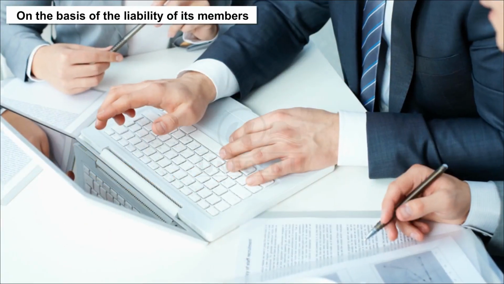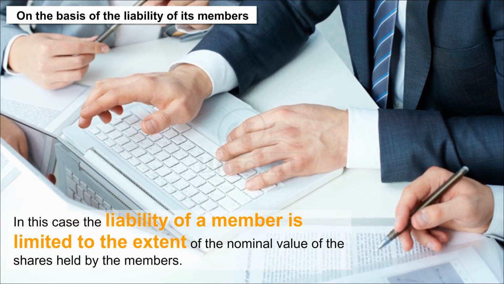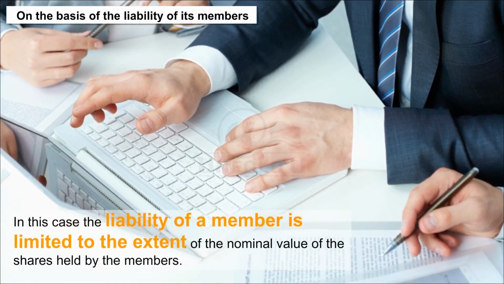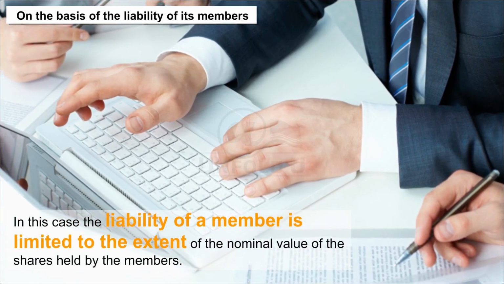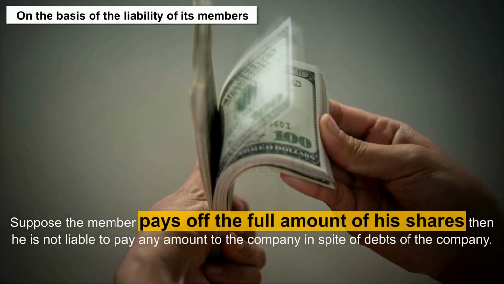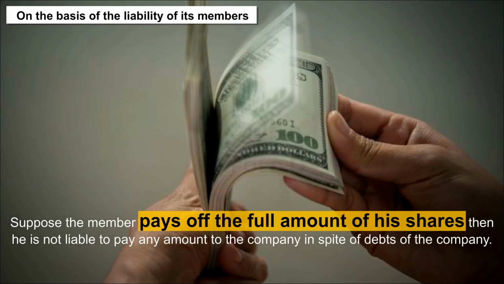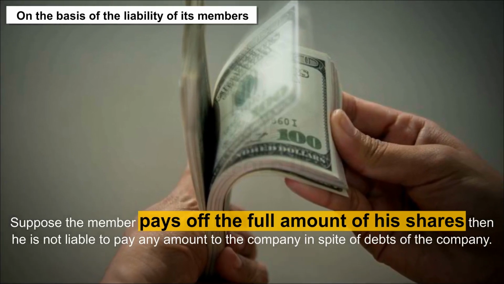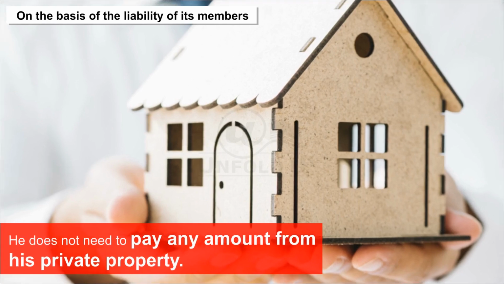Companies limited by shares. In this case, the liability of a member is limited to the extent of the nominal value of the shares held by the member. Suppose the member pays off the full amount of his shares, then he is not liable to pay any amount to the company in spite of debts of the company. He does not need to pay any amount from his private property.